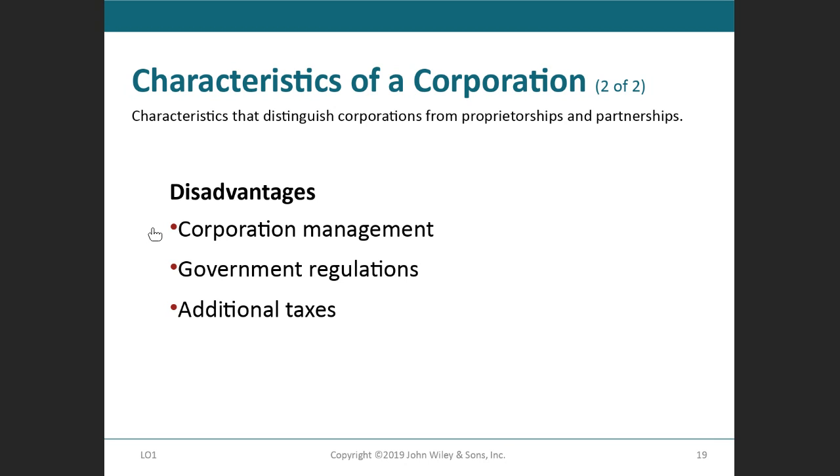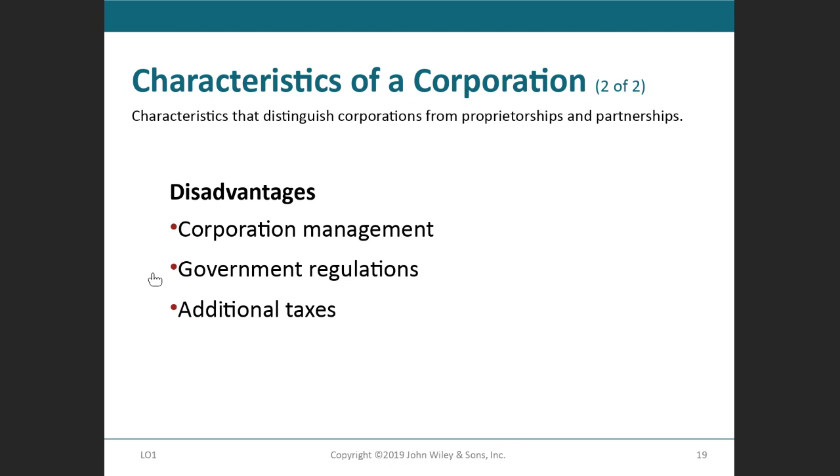Anyhow, the agency problem is not the primary problem here. The corporation management is much more than that. Even if you don't have the agency problem, managing the corporation affairs could become cumbersome as you're growing, right?